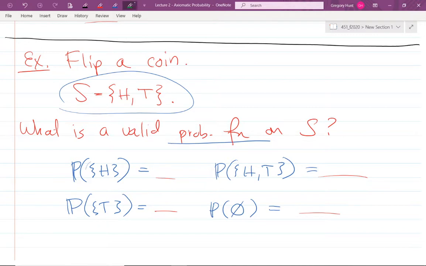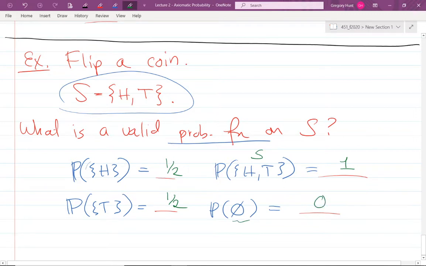So what's a really reasonable probability function? Well, we'd all say that the probability of getting heads should be a half, and the probability of getting tails should be a half. The probability of getting heads or tails, that's the event S, the whole sample space, the probability that something happens, is 1. You either get a heads or a tails. And the probability that nothing happens, the probability of the empty set, let's say it's 0.